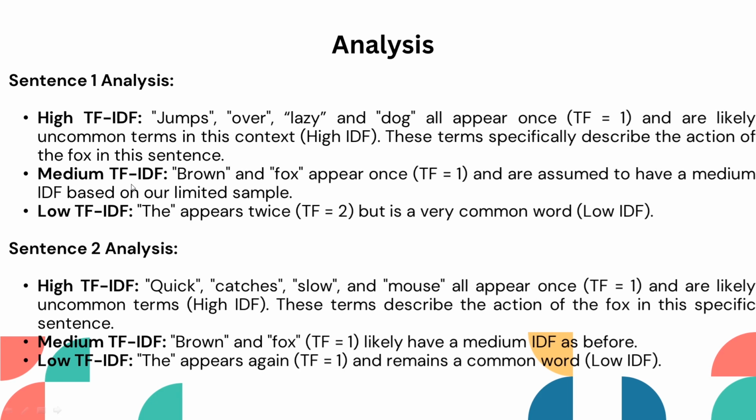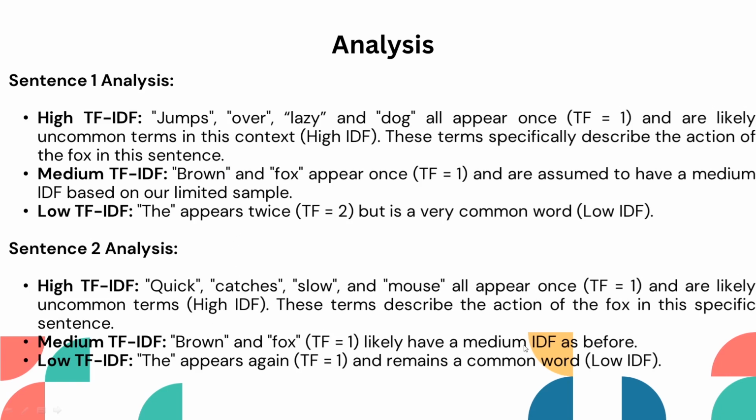When we come to the medium TF-IDF, brown and fox appear once, TF equal to 1, and are assumed to have a medium IDF based on our limited sample. The low TF-IDF word is the one that appears twice, but it's a very common word, so it's a low IDF. Similarly, in the sentence 2 analysis, the high TF-IDF words quick, catches, slow, and mouse all appear once, so they are considered high IDF. And in medium TF-IDF, brown and fox, TF equal to 1, have a medium IDF as before, because brown and fox appear in both the sentences.